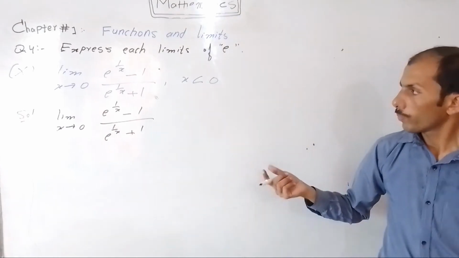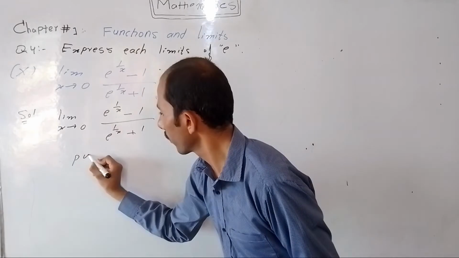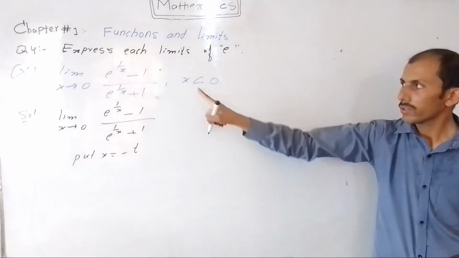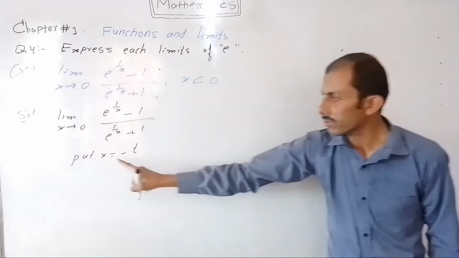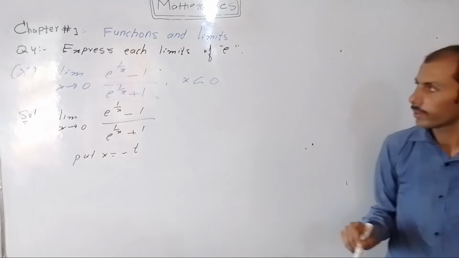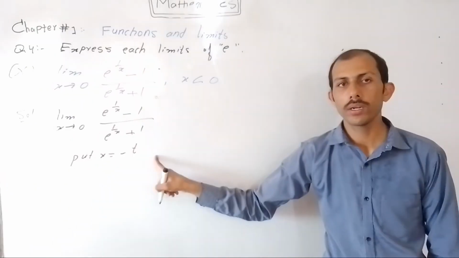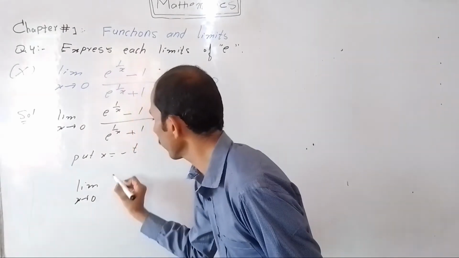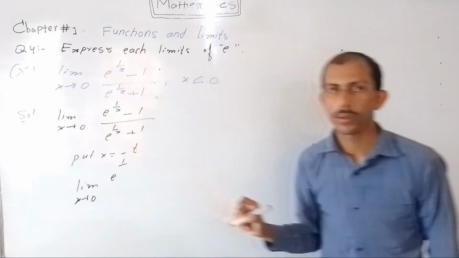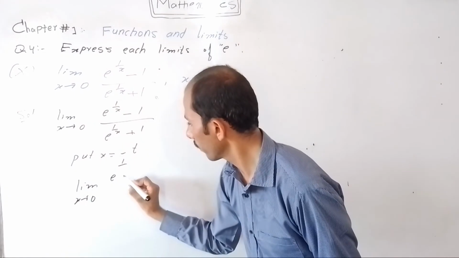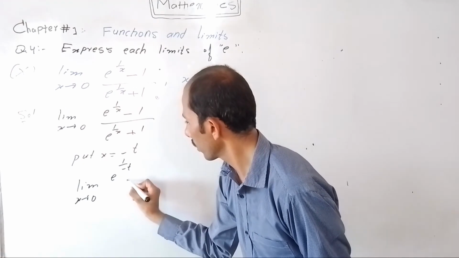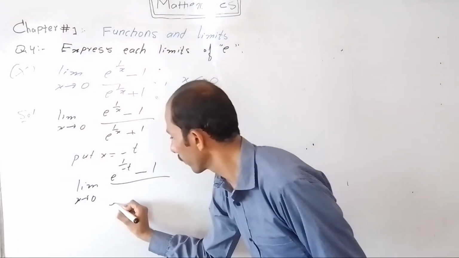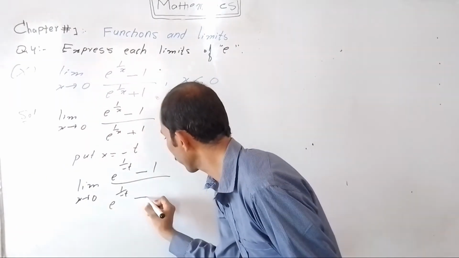So we put x is equal to minus t. If x less than 0, so we put x is equal to minus t. Limit x approaches 0 of (e power 1 divide minus t minus 1) all divided by (e power 1 divide minus t plus 1).